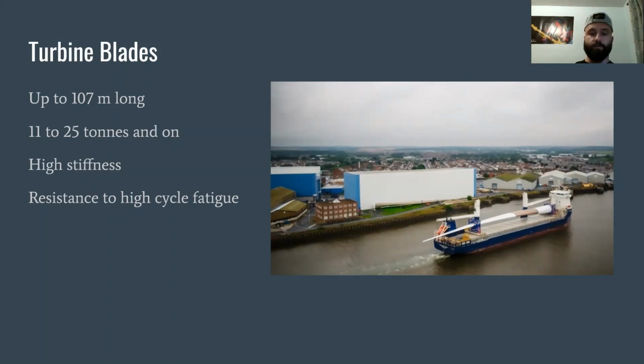The blades must be lightweight and strong. High stiffness is required such that the blades do not wobble in high winds, allowing them to have clearance and not hit the tower. They must be resistant to high cycle fatigue.